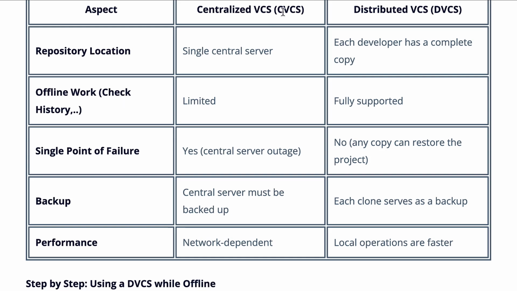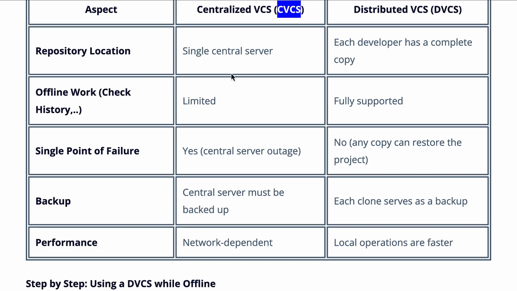In the case of a centralized version control system, working offline is limited. You'll not be able to check history and things like that. You'll be able to get a copy and work on it, but you'll not be able to see branches, check history, and do things like that. However, in a distributed version control system, working offline is fully supported.